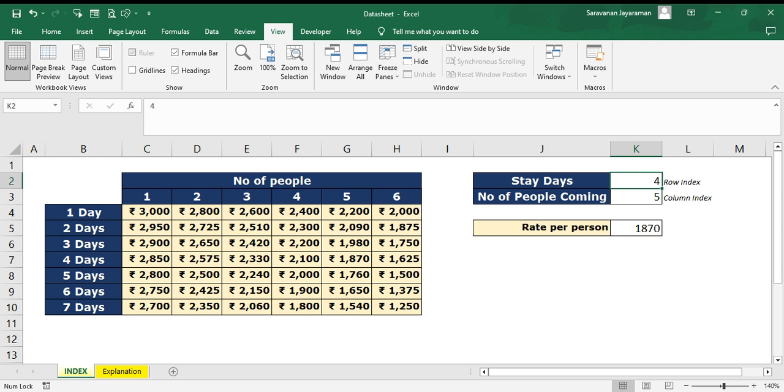Now let's see, five people are staying for six. So it will come to the sixth row, then it will move to five, and it picks up this value.